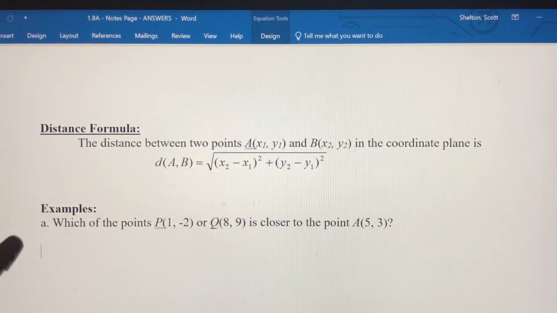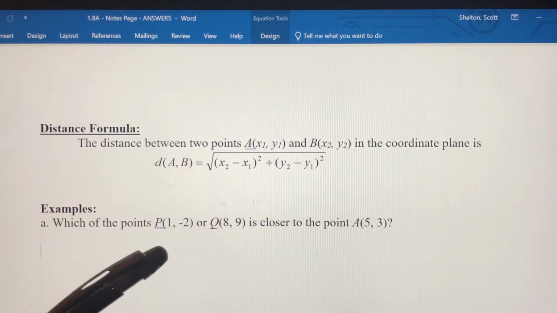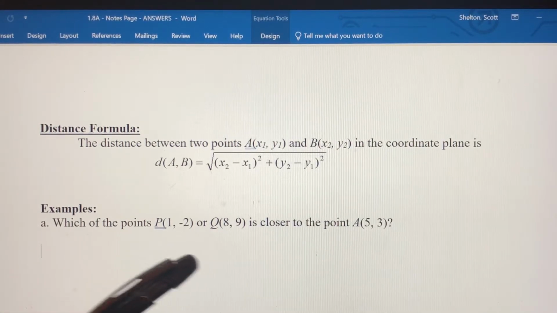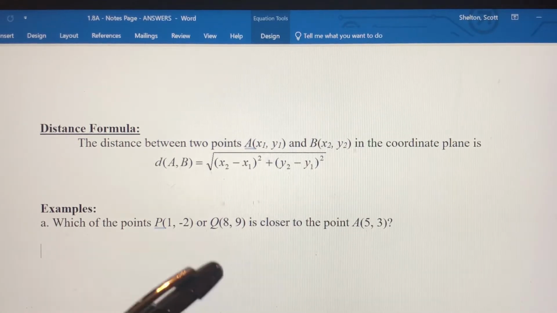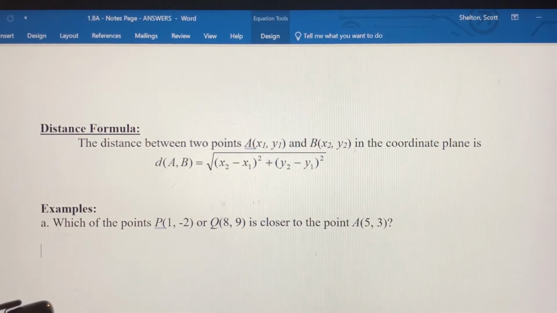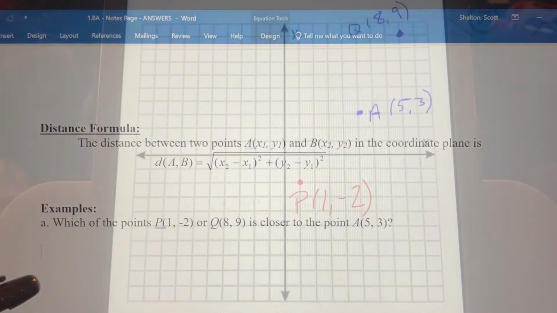So in example A here, we've got point P at 1, -2. We've got point Q at 8, 9. And then we've got point A at 5, 3. So let's go to the graph real quick and look at where those points are. And then we'll come back and show the steps for the distance formula.